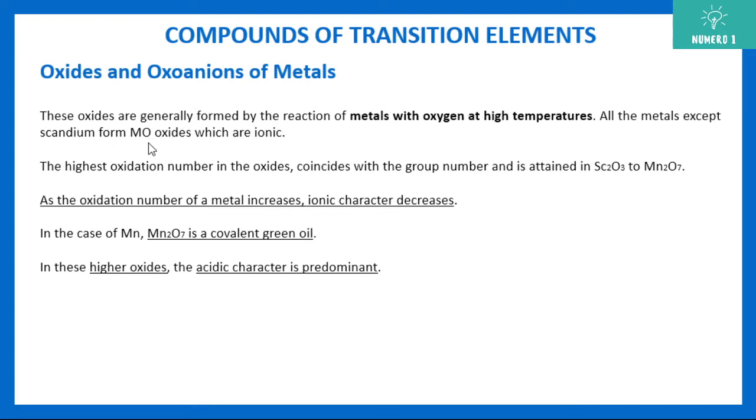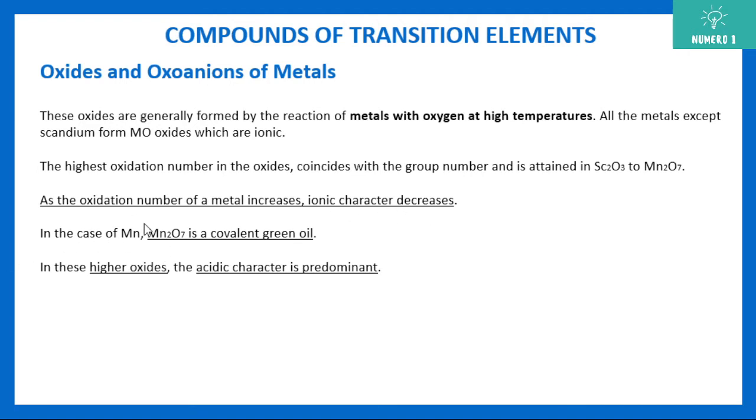Another important thing that you can note down is the highest oxidation number in the oxides coincides with the group number. You can see Sc to Mn, it goes from group number 3 to group number 7. So that is from oxygen 3 to oxygen 7. Also note that as the oxidation number of the metal increases, the ionic character decreases. Make a note of it.